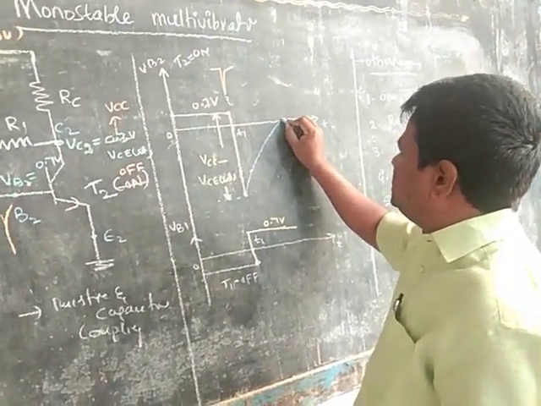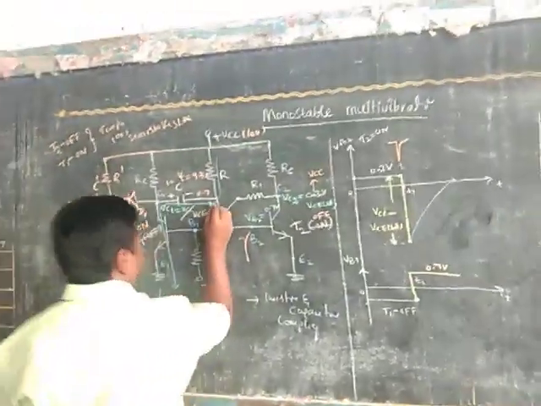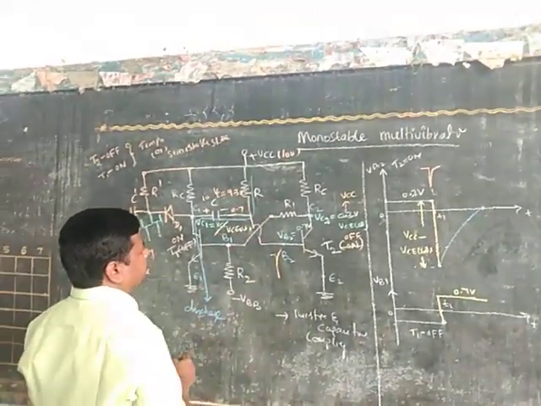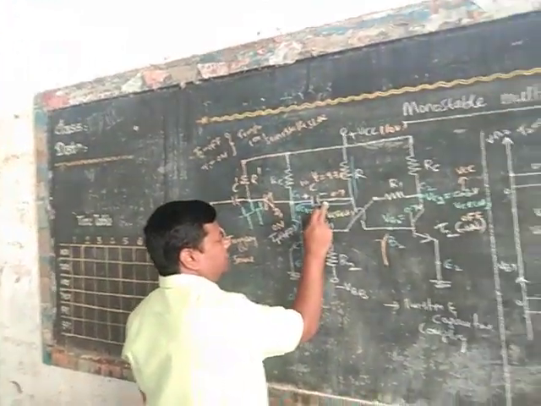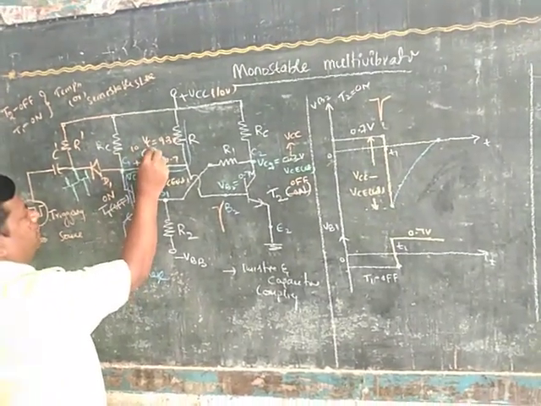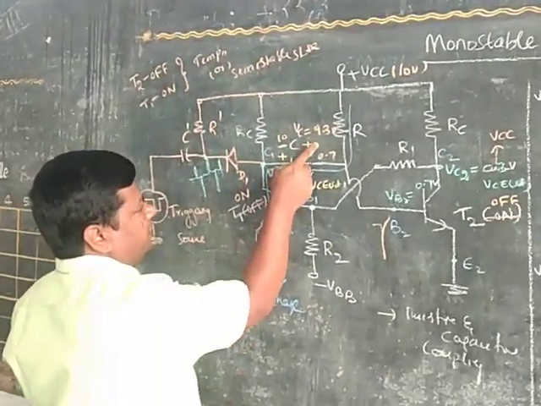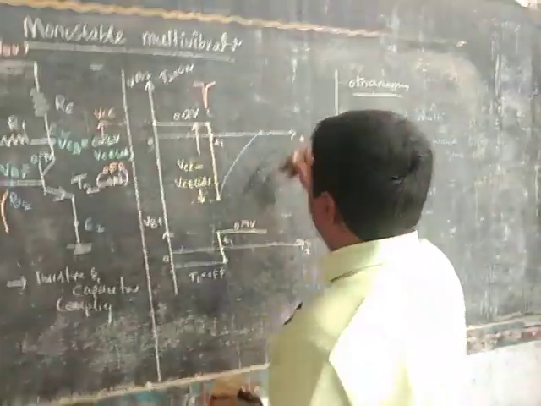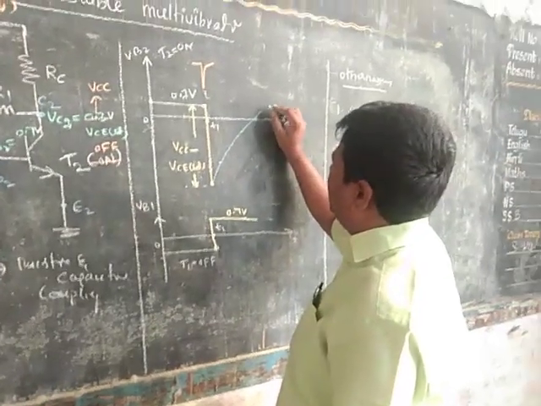Whenever it completely discharges to 0 voltage, observe the capacitor polarities here. The 9.3 volts is completely discharged. Now the capacitor charges with reverse polarity. Previously this is plus, this is minus. Now the capacitor charges with reverse polarity. This is the plus sign, this is minus sign. Slowly it charges with reverse polarity.